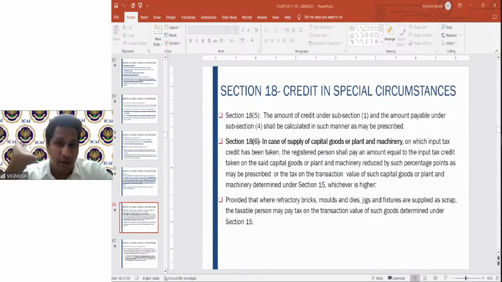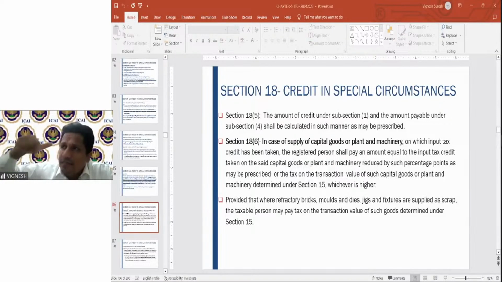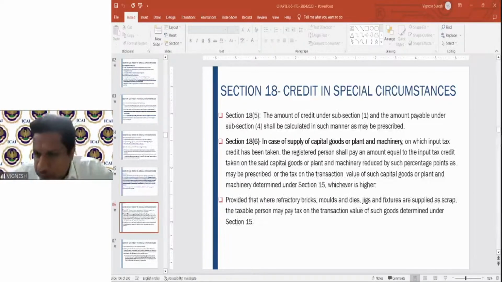I hope you got the point. When you are moving from composition scheme to regular scheme, you can claim the input tax credit of the capital goods you have purchased after reducing that percentage, 5% per quarter. You reduce it and you can claim the input tax credit. If you are converting from a regular scheme to composition scheme, whatever ITC you claimed on the capital goods, you have to reverse it after reducing the percentage points. I hope it is clear.